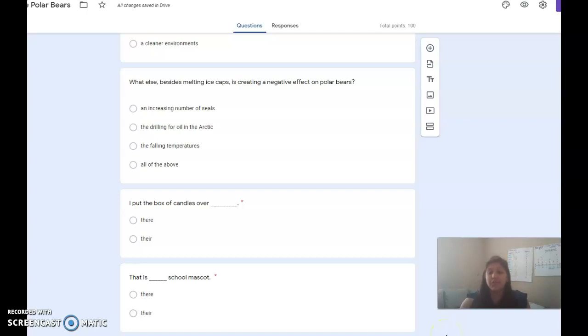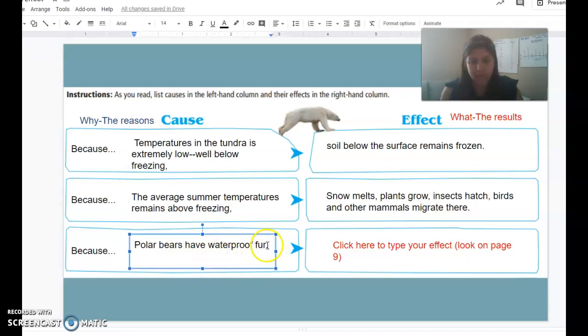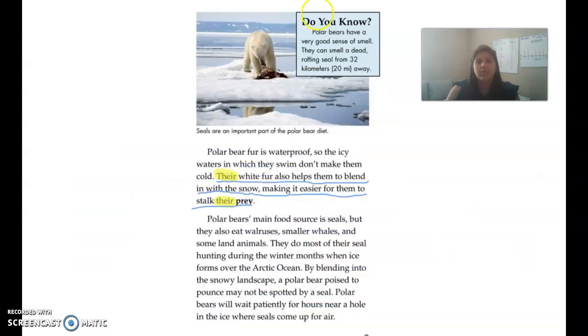Now let's jump into your assignment for cause and effect. What you had to do yesterday was finish off this effect. So it says, because polar bears have waterproof fur, sorry, that should be a comma. What is the result? And I had you look at page 9. So you go to page 9, and it says polar bear fur is waterproof, so the icy waters in which they swim don't make them cold. So if you put that, the icy waters don't make them cold, that would be correct.